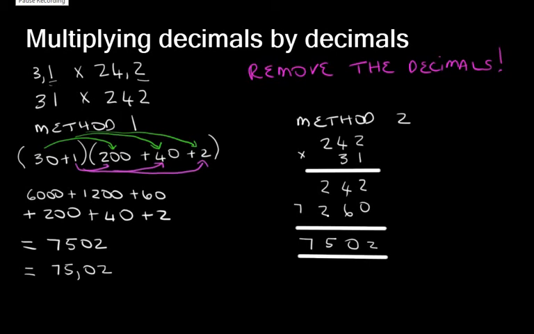The second method involves straightforward long multiplication, where we've got to multiply out and we still get an answer of 7,502. However, we need to take into consideration that there needs to be 2 places after that decimal point, so it will be 75.02.